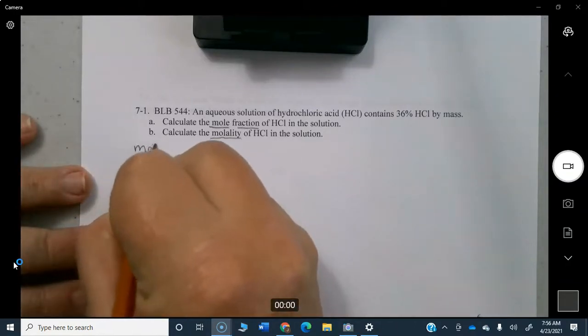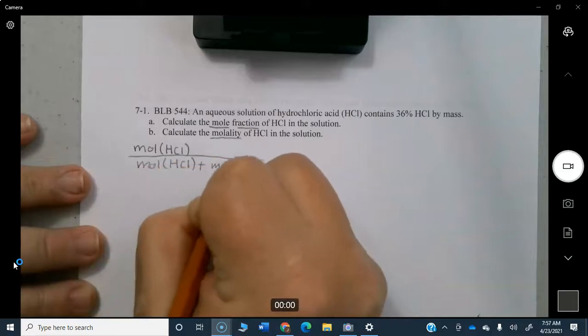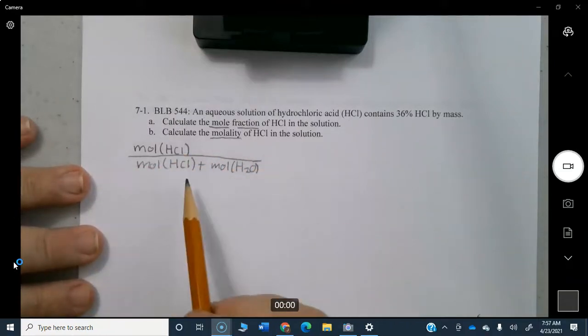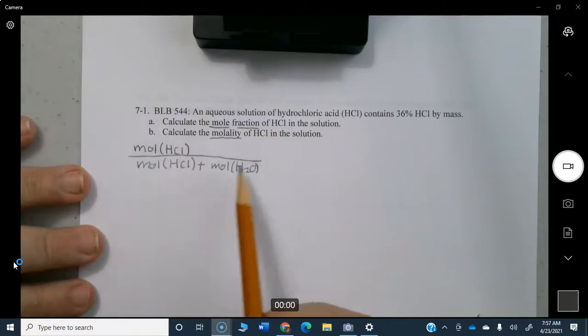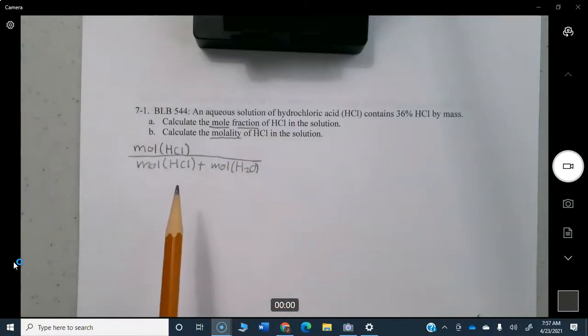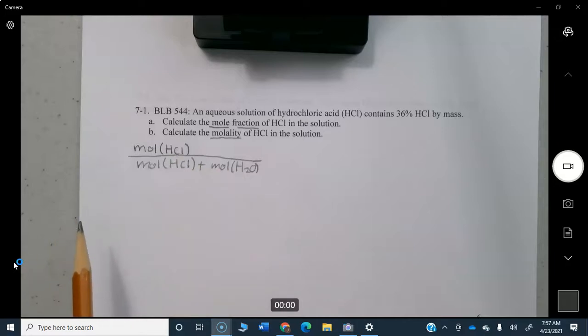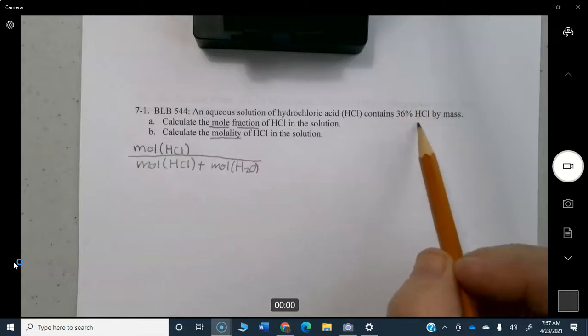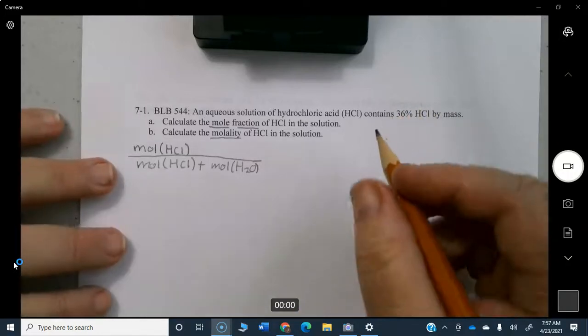It's moles. Okay, it's moles of solute over moles of solution. And there could be more than one solute, so you'd pick one, and down here would be everything else that's in that solution. But in this case, it's only hydrochloric acid and water. Okay, so how do we deal with this? We talked about how do you deal with a percent mass. And what you do is this.